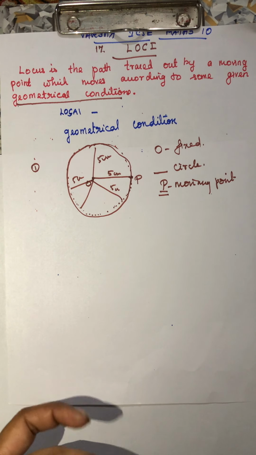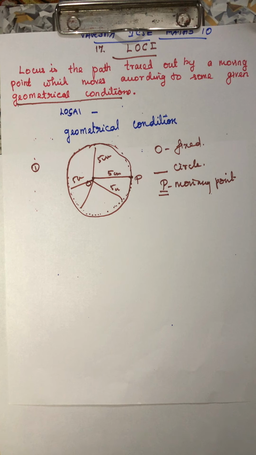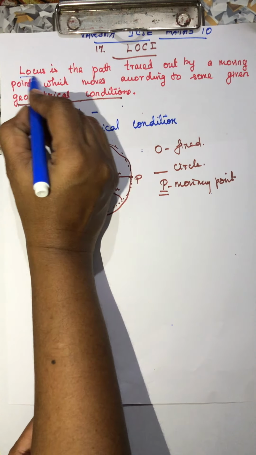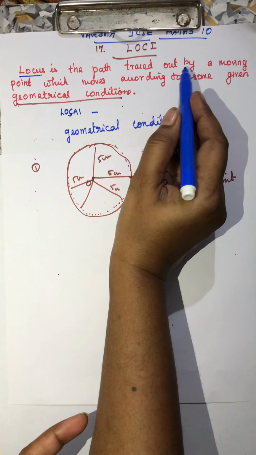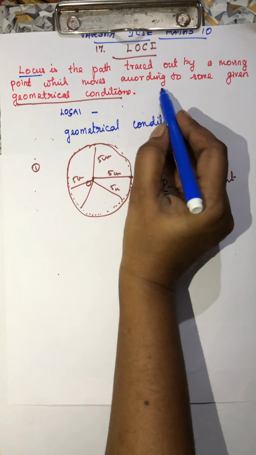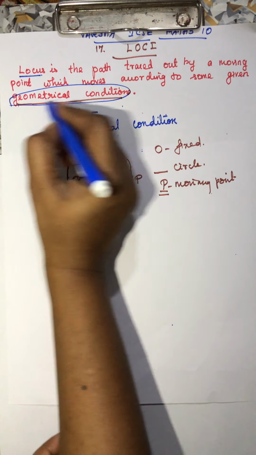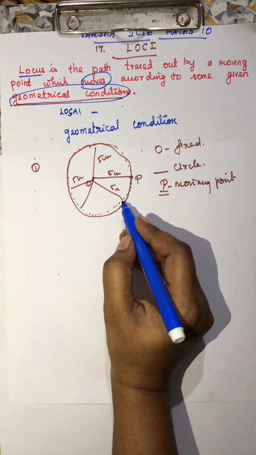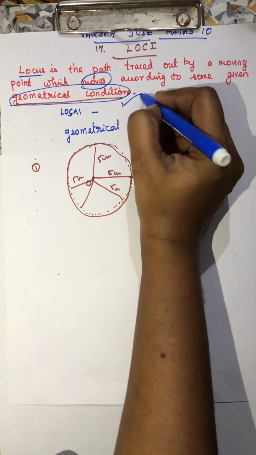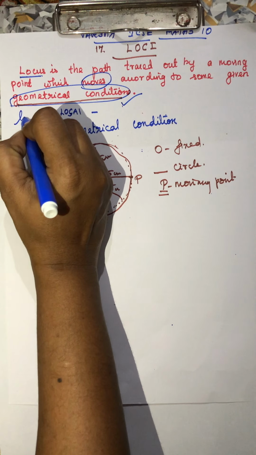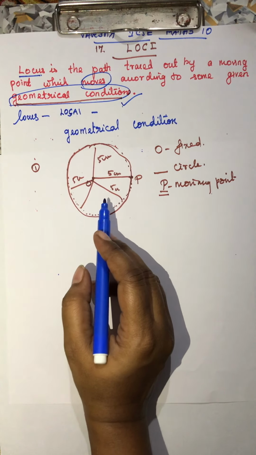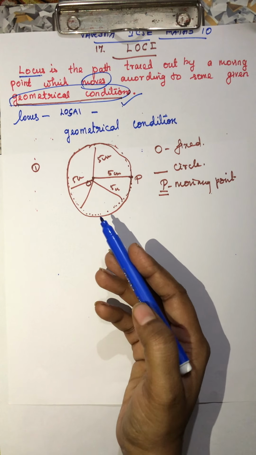So this is the video for the concept of locus. Many students ask me what do you mean by locus. In the 10th standard you have the basics of locus. First you should know what is locus. Locus is the path traced out by a moving point which moves according to some given geometrical condition. The words "which moves" are very important, under a geometrical condition. Locus is a word whose plural form is loci, so you can call it locus or loci.